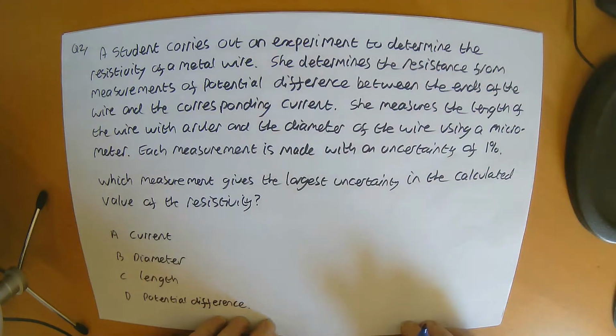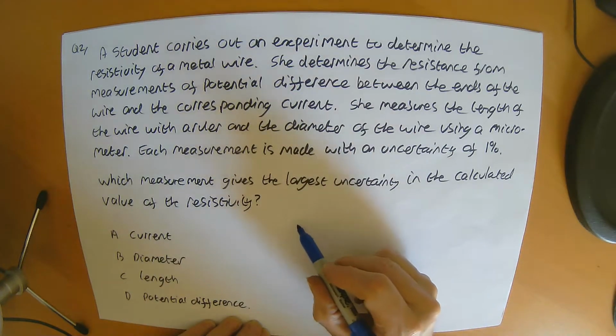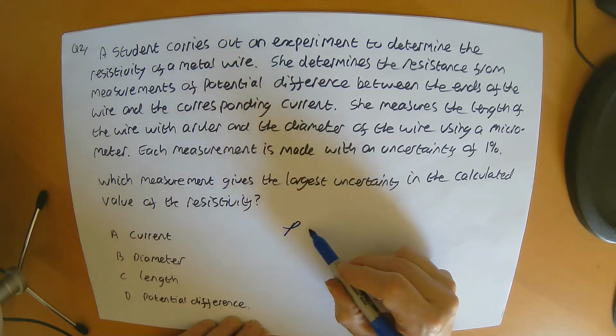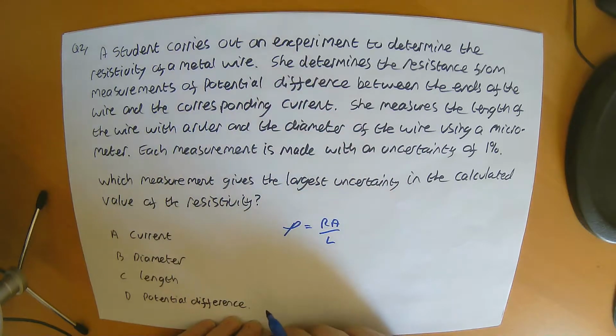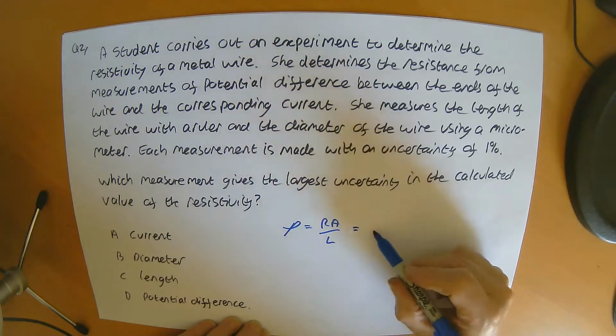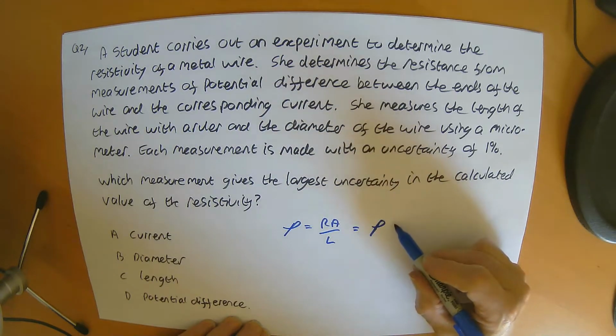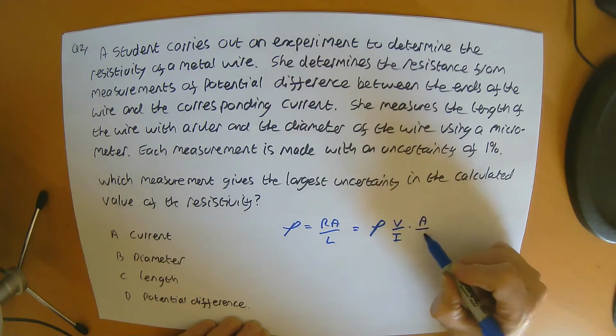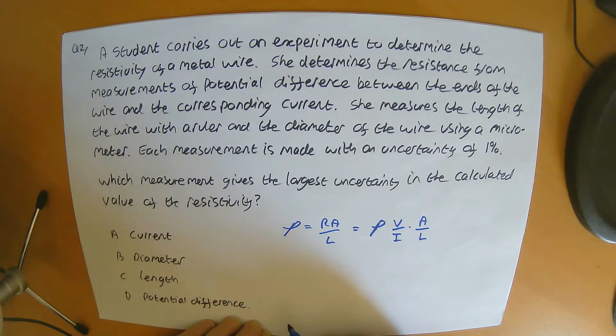So this is a question about percentage uncertainties and how you combine them to give an uncertainty in your final measurement, the final conclusion. For resistivity then, we have our equation from the data sheet, rho equals RA over L. And since we're not actually measuring R, but we're measuring V and I, we need to then make that equation an equation with V and I in it, V over I times A over L. But we're not measuring A either, we're measuring the diameter.